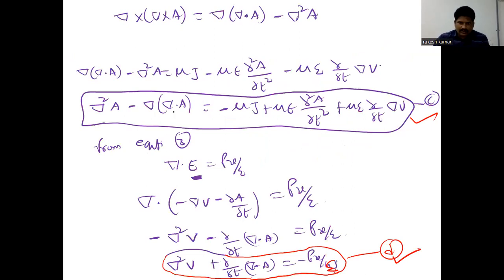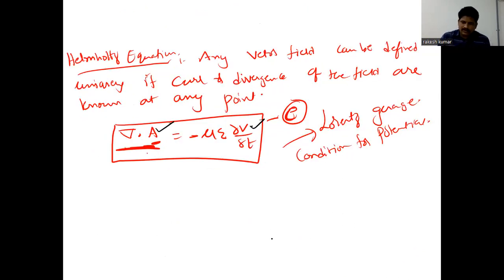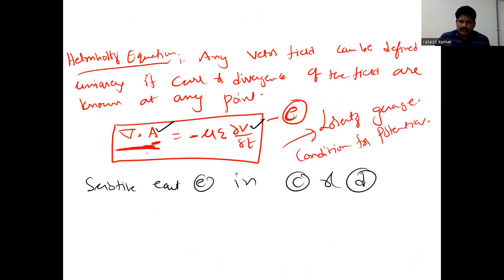in equation C we have del by del t, and in equation D also we have del by del t. To simplify this, in place of del by del t we want to substitute the Lorentz gauge condition. So let us substitute equation E in C and D. Let us substitute in equation C first.